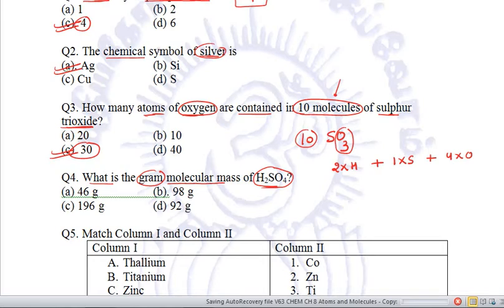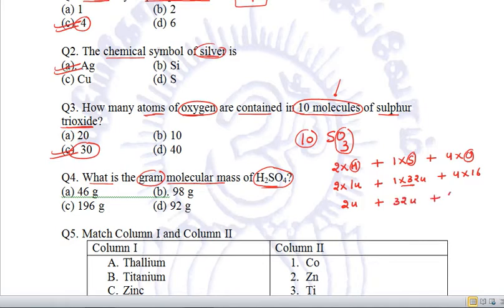Now replacing their atomic masses, we know that the atomic mass of hydrogen is 1 unit. So it will be 2 into 1 unit, plus the atomic mass of sulfur is 32, so I will write 1 into 32 units, plus the atomic mass of oxygen is 16, so I will write 4 into 16. Right? Now, what will it become? 2 into 1 is 2 units, plus sulfur is 32 units, plus 16 into 4 is 64 units. Combining them all, it comes out to be 98 units.